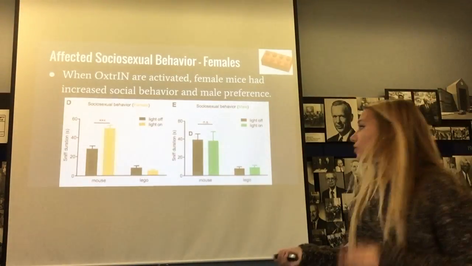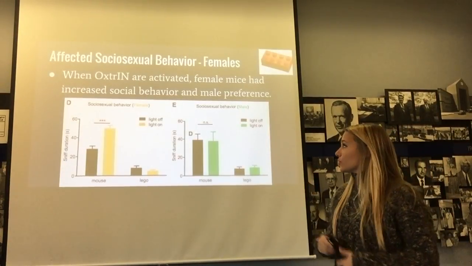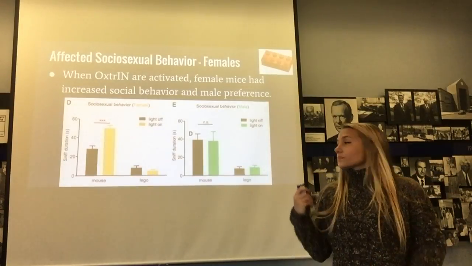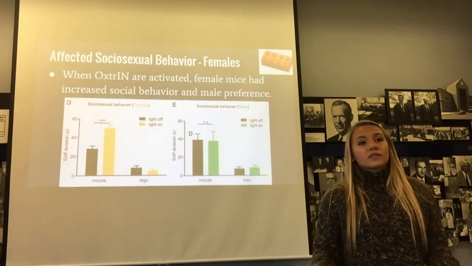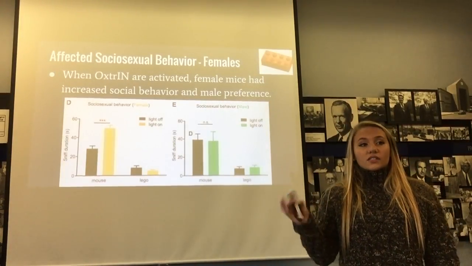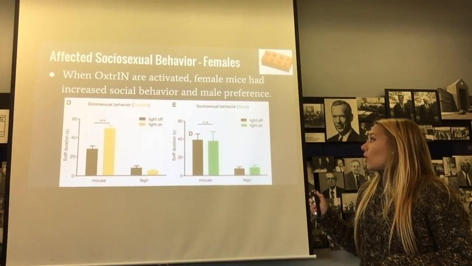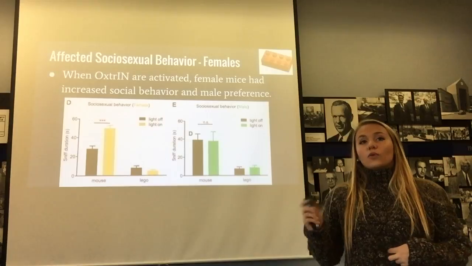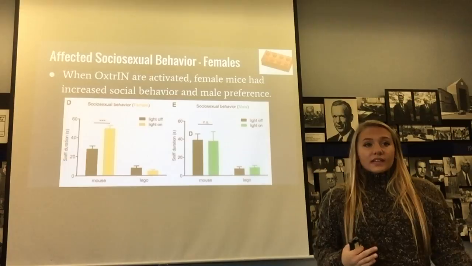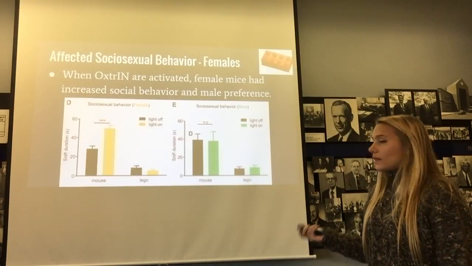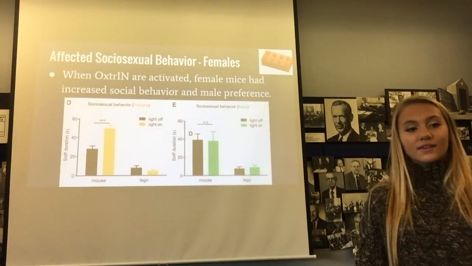So the first thing that they wanted to look at is how activating these oxytocin receptor interneurons would affect the behavior of females and males. And what they found is that when these oxytocin receptor interneurons were activated, female mice had altered sociosexual behavior. And the way that they measured sociosexual behavior is how much time they interacted with another mouse compared to a Lego. So the opposite of hanging out with other people is hanging out with Legos.